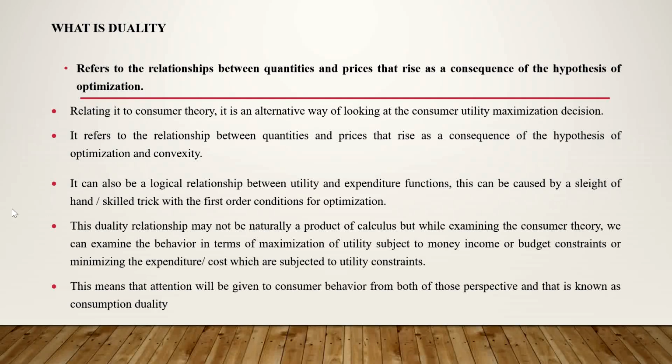The concept of duality can also be applied here, and this can be done with a slight trick with the first order condition. So duality can measure relationships. While examining consumer theory, we can examine behavior in terms of maximization of utility subject to money, income, or budget constraints, or minimizing expenditure or costs subject to utility constraints. So that's the element of duality for you there.